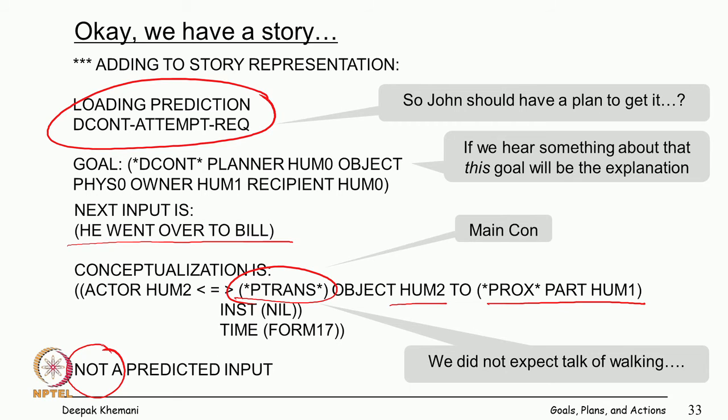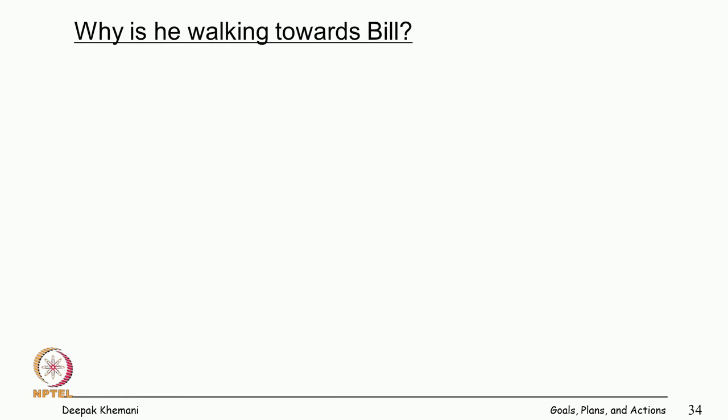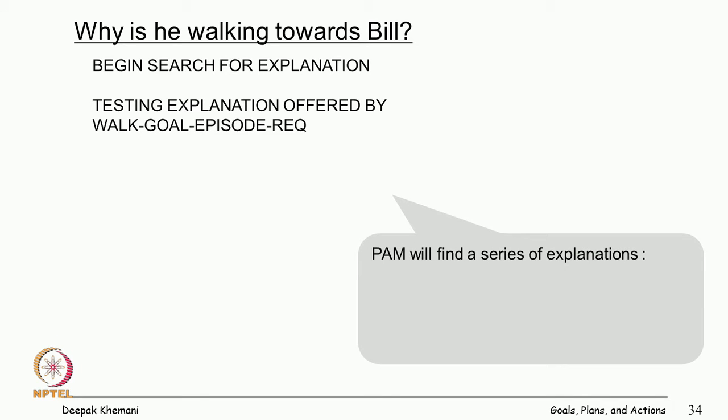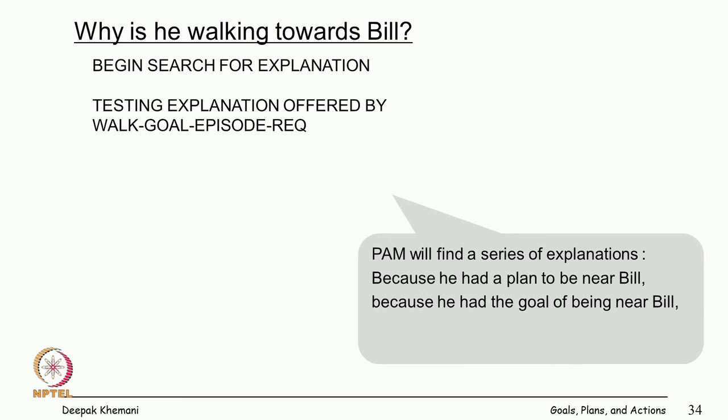So, it has to go into the bottom up phase. Remember, it oscillates between the prediction phase and the bottom up phase. This is like asking why he is walking towards Bill. We know he wants a bicycle, but why is he walking towards Bill? In this bottom up phase, Pam will try a series of explanations, because he has a plan to be near Bill, that is why he is walking towards Bill, because he has a goal of being near Bill, which is what the plan is for, and eventually it is part of some plan to get Bill's bicycle.